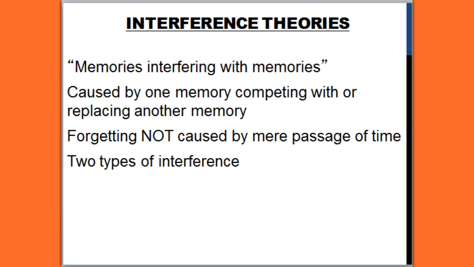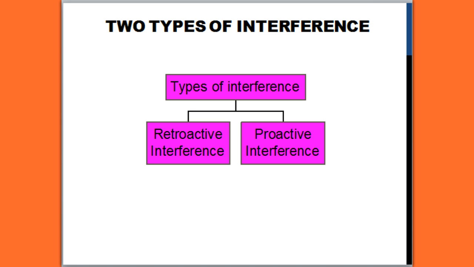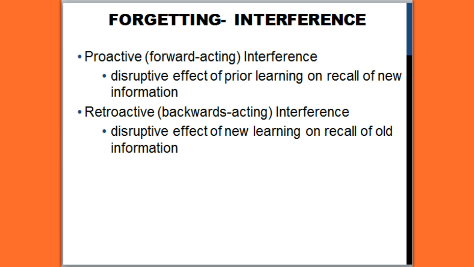Two types of interference. Retroactive and proactive. And I put this little chart here to hopefully help it stick out in your mind. There's only two types of interference. Here are the definitions. Proactive, forward-acting interference: this is the disruptive effect of prior learning on recall of new information. So prior learning, proactive, prior learning, new information. Retroactive or backwards-acting interference is the disruptive effect of new learning on the recall of old information. So when you bring in something new, it's going to mess up the old stuff.